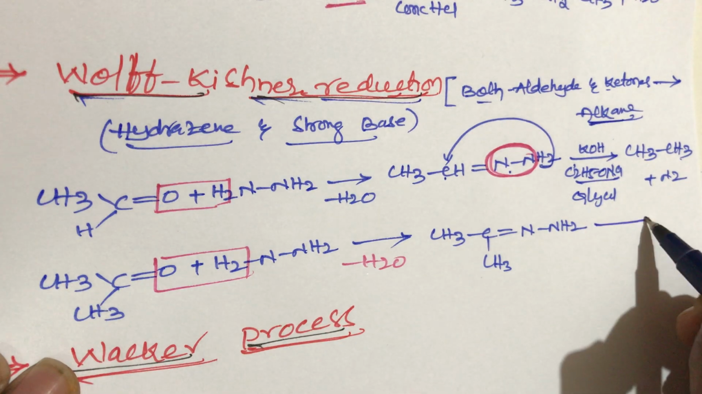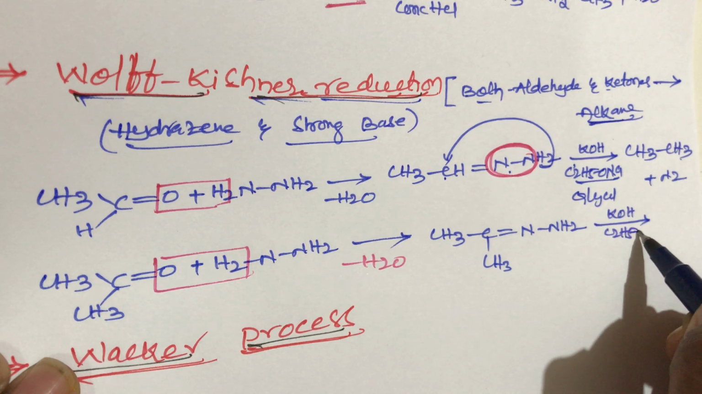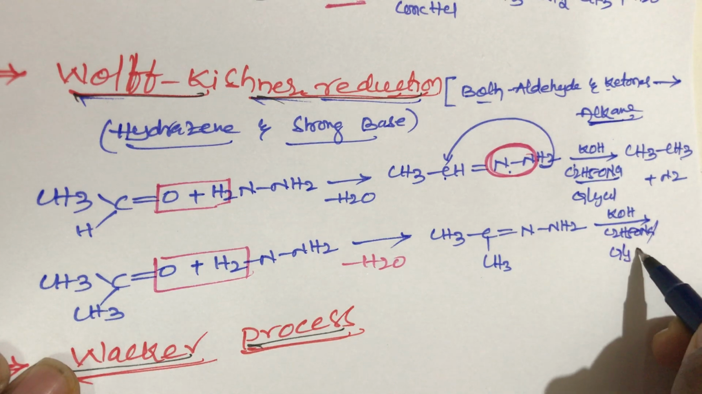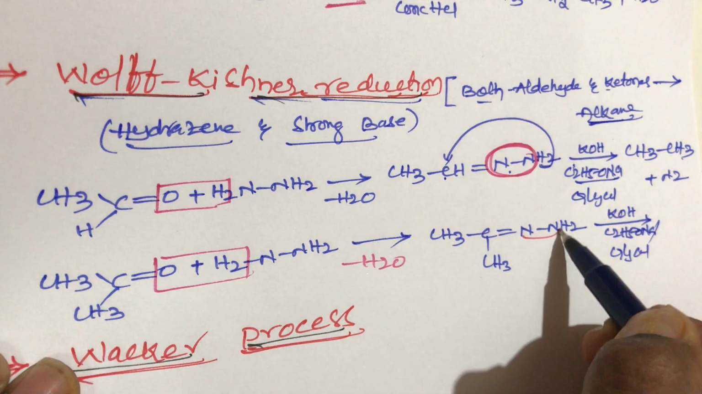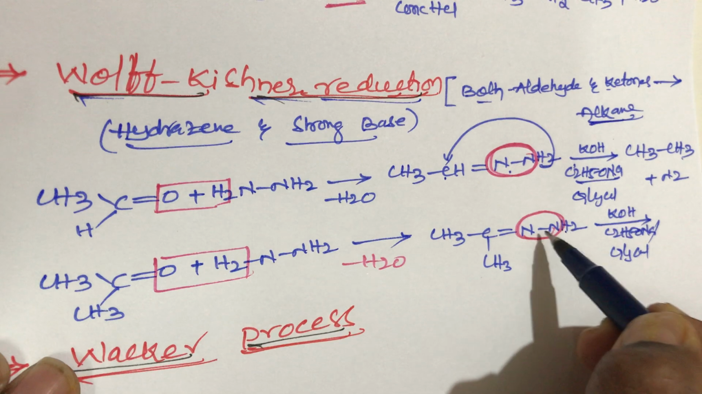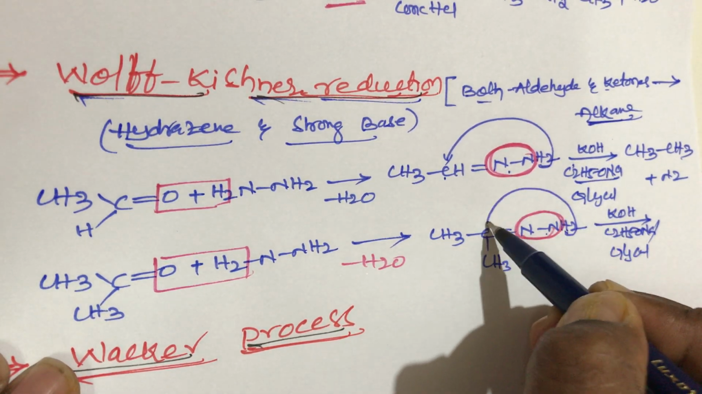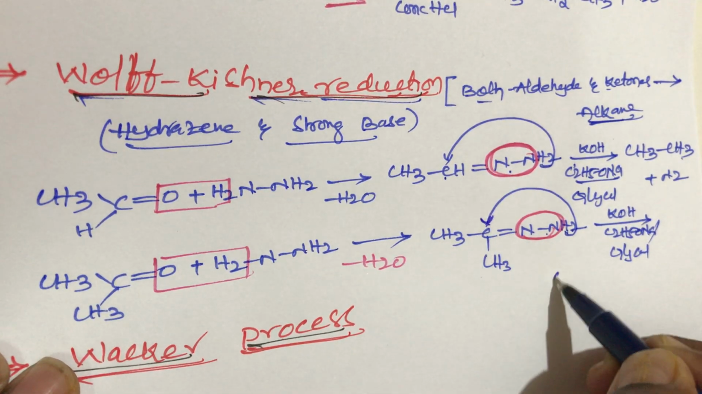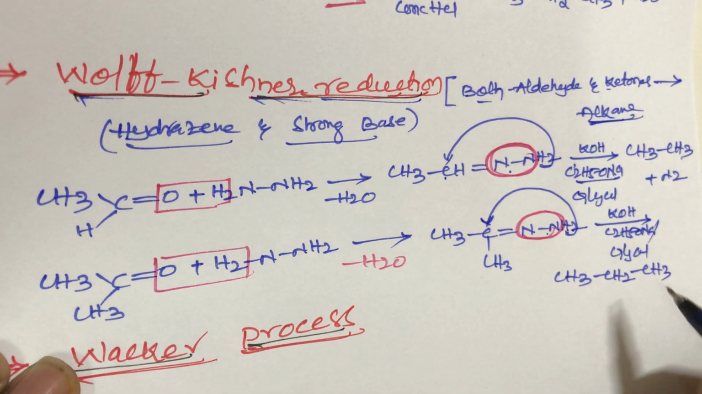When acetone hydrazone again reacts with potassium hydroxide or sodium ethoxide, a strong base, and here also glycol is taken as a solvent, what happens in this step? The 2 nitrogens are eliminated as N2, and the remaining 2 hydrogens combine with this carbon. We get propane, CH3 then CH2 then CH3.